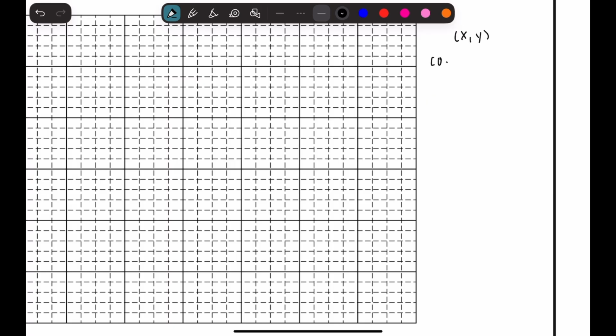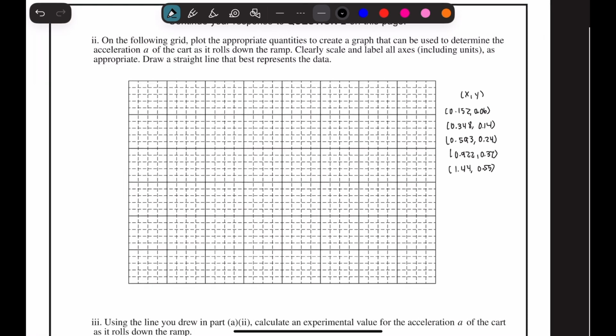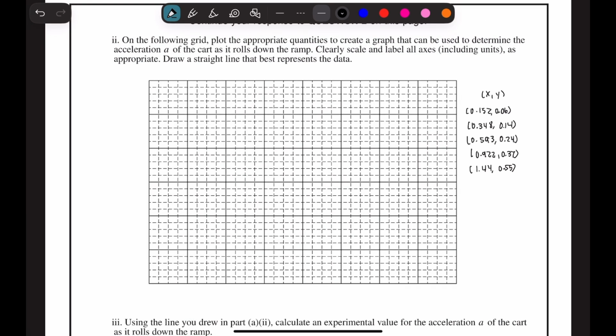So we have 0.152, 0.06, we have 0.348, 0.14, 0.593, 0.24, and we have 0.922, 0.37, 1.44, 0.55. So, okay, now label our axes.